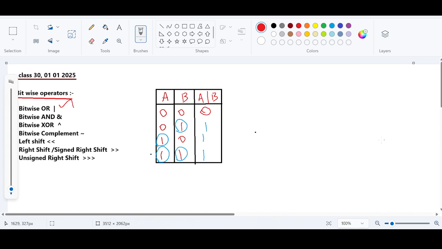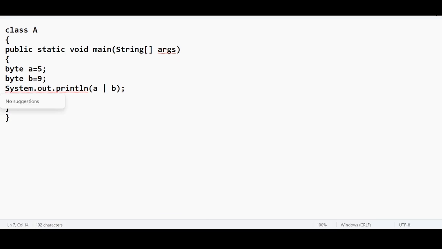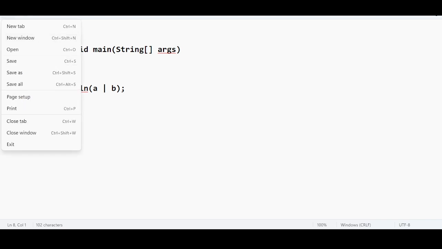Also, I was showing you a program. We have taken two values. The value 15 is assigned to A and 9 is assigned to B. I want to perform the OR operation between these two values, A and B. So let me start performing the compilation and we will see the resultant value.